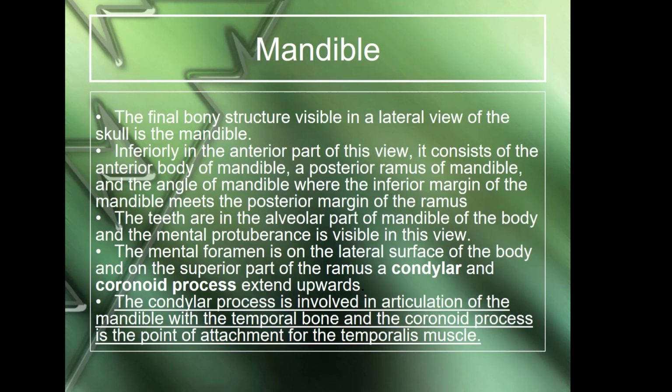So the mandible, the final bony structure visible in a lateral view of the skull, is the mandible. Inferiorly, in the anterior part of this view, it consists of the anterior body of the mandible. Again, we have a posterior ramus of the mandible and the angle of the mandible, where the inferior margin of the mandible meets the posterior margin of the ramus. The teeth are in the alveolar part of the body of the mandible, and the mental protuberance is visible in this view. The mental foramen is on the lateral surface of the body, and the superior part of the ramus has the condylar and coronoid processes extending upward.